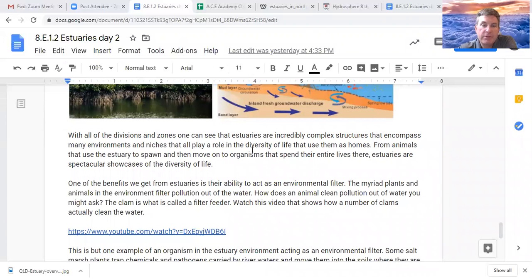Now, with all the divisions and zones, one can see the estuaries are incredibly complex structures that encompass many environments and niches that play a role in the diversity of life that use them as homes. So from animals that use the estuary to spawn and then move on to organisms that spend their entire lives there, estuaries are spectacular showcases of the diversity of life.